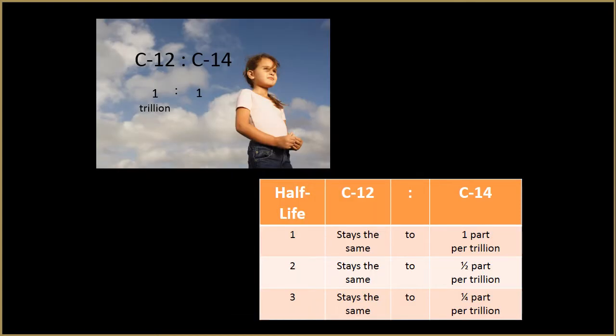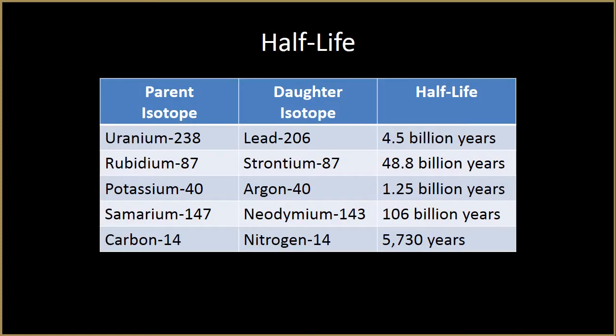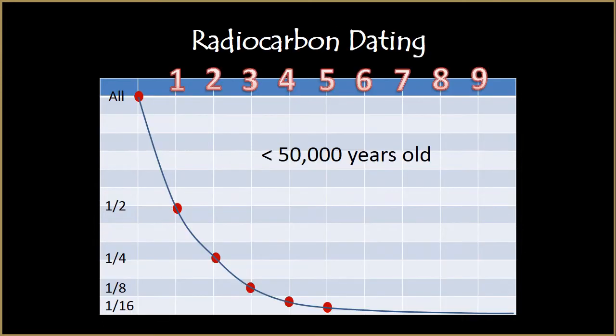Remember that to begin with, there is only 1 carbon-14 atom for every trillion carbon-12 atoms. Detecting carbon-14 atoms after several half-lives is a little like trying to find 1 red grain of sand in an entire football stadium filled with sand. Carbon-14 has a relatively short half-life, only 5,730 years. Because it is so difficult to detect carbon-14 after 10 half-lives, radiocarbon dating can only be used to date previously living things that are less than about 50,000 years old.